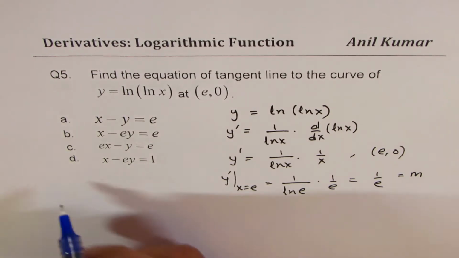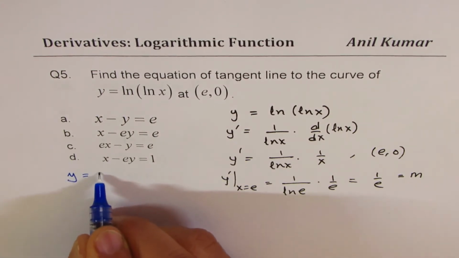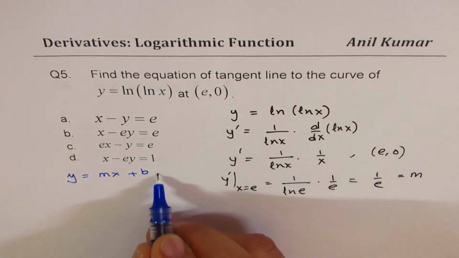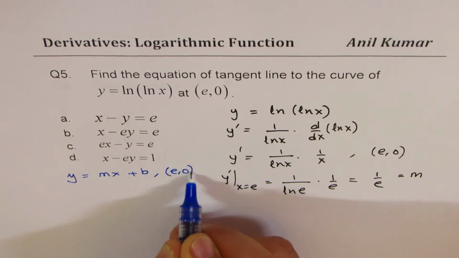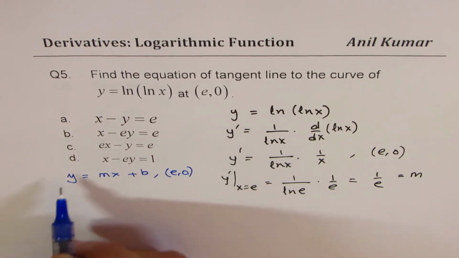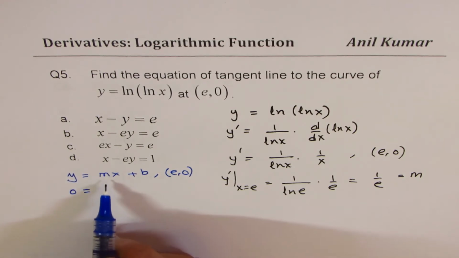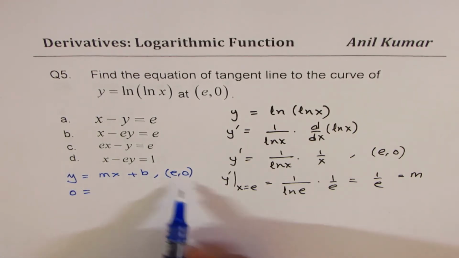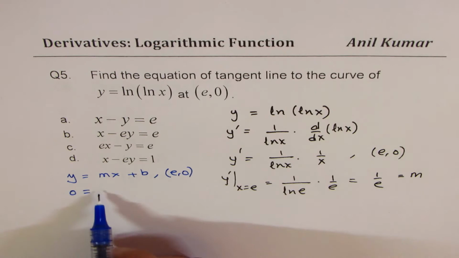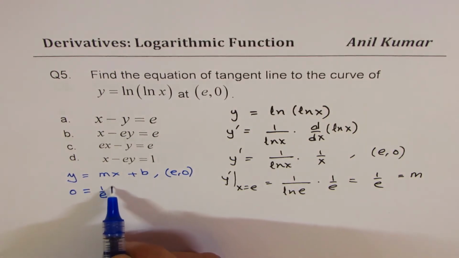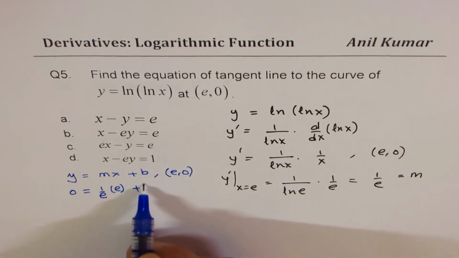Now we need to find the equation of the line, which is y equals mx plus b. The point is (e, 0). Substituting 0 for y, basically. Slope at e, we have already found as 1 over e. The value of x is e. So we'll replace x with e, plus b.